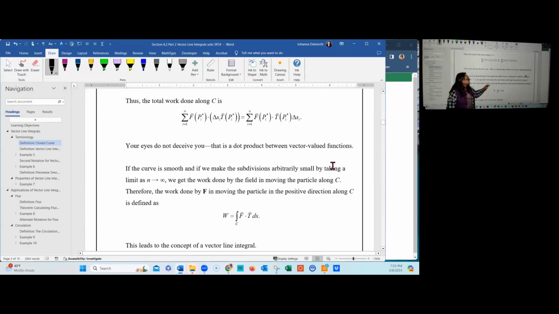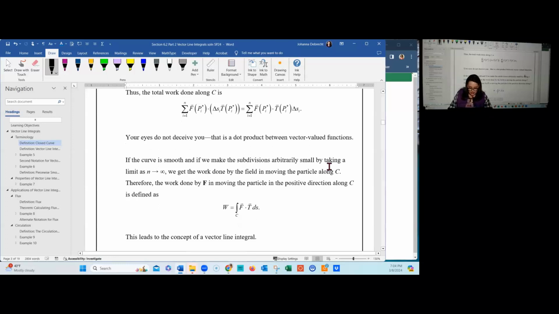In a sense, then, delta S sub I becomes our arc length differential ds. And we take the vector field F and dot it with the unit tangent vector. This gives us the work done along the curve in moving the particle from one end of the curve to the other in a particular direction. This leads to the concept of the vector line integral.